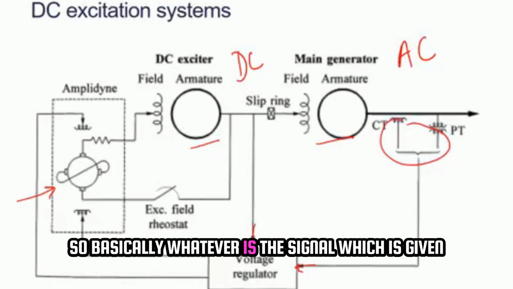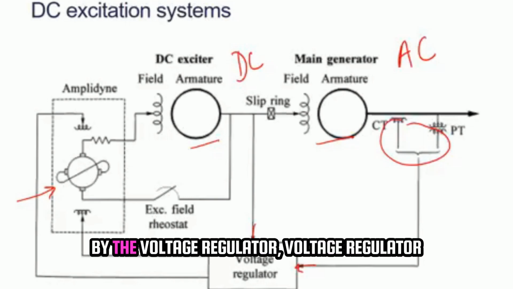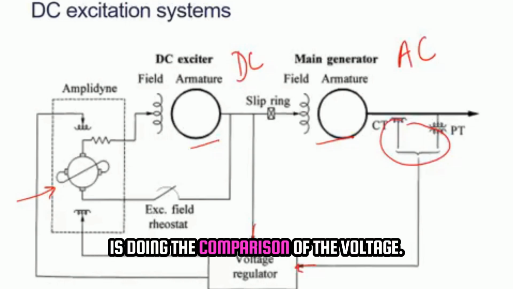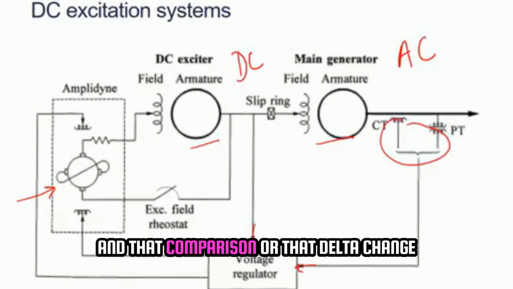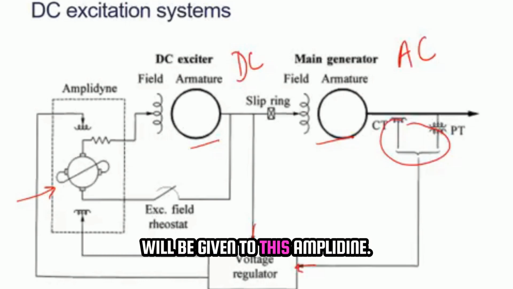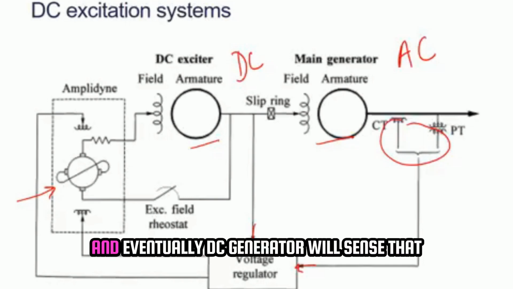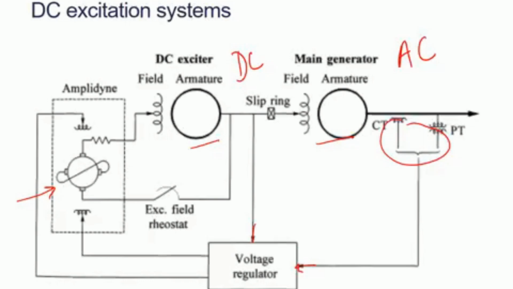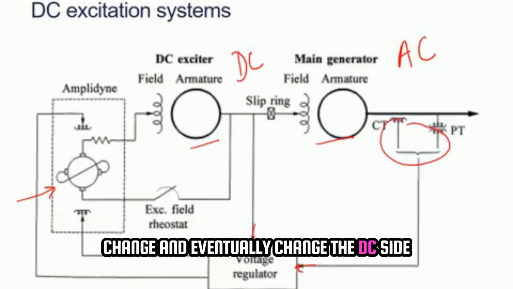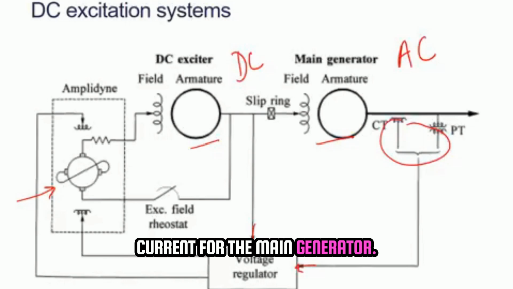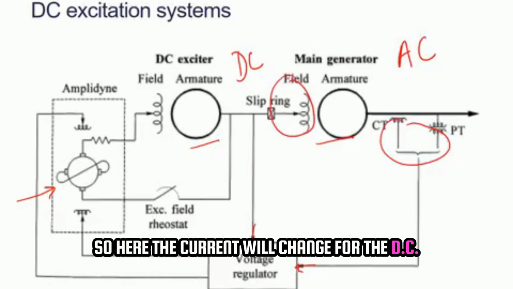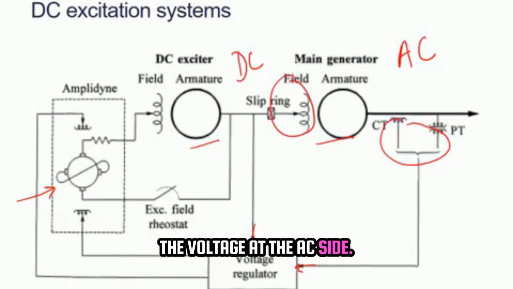So basically whatever signal is given by the voltage regulator is doing the comparison of the voltage, and that comparison, that delta change, will be given to this amplidyne, and amplidyne will amplify that signal to the field of the DC generator. Eventually the DC generator will sense that change and change the DC side current for the main generator. So here the current will change for the DC side, and eventually it will change the voltage at the AC side. So this is what is happening in the DC excitation system.